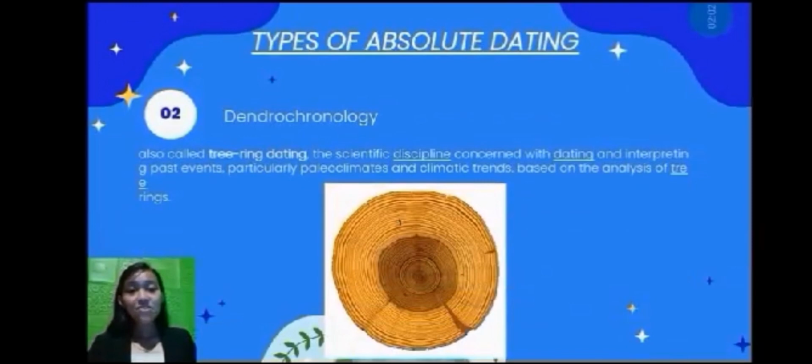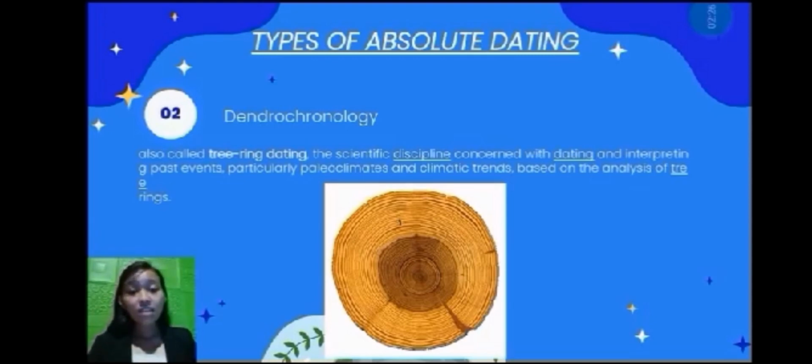So let's come now to dendrochronology dating. So dendrochronology dating is also called tree-ring dating. It is the scientific discipline concerned with dating and interpreting past events, particularly paleoclimates and climatic trends, based on the analysis of tree rings. So here in dendrochronology dating, tree rings are examined to know the exact date they were formed.